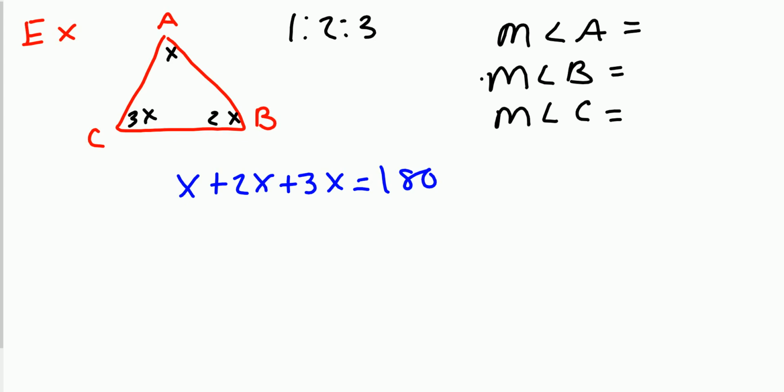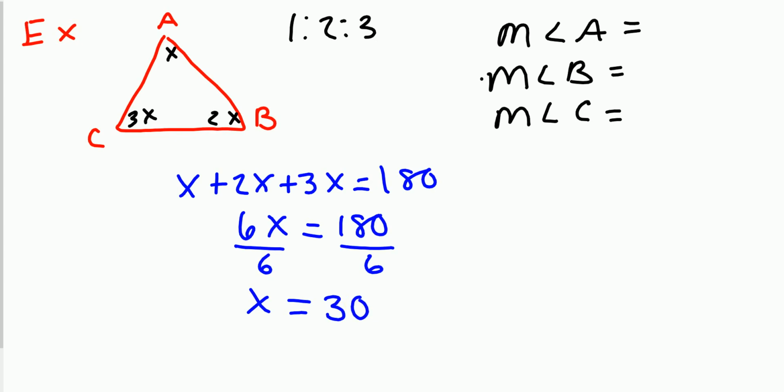So that gives us 6x equals 180 degrees. We have a simple problem. Now we can divide by 6. Okay, and solve for x. Right, 180 divided by 6 is 30.